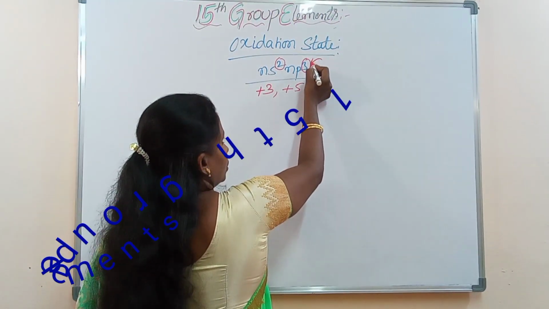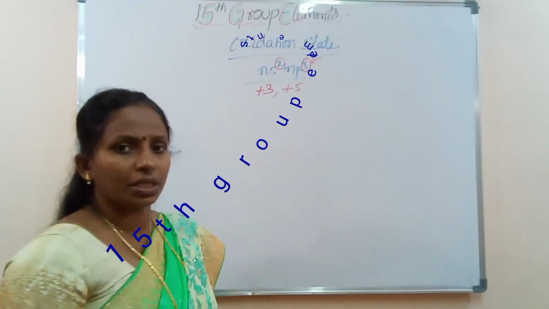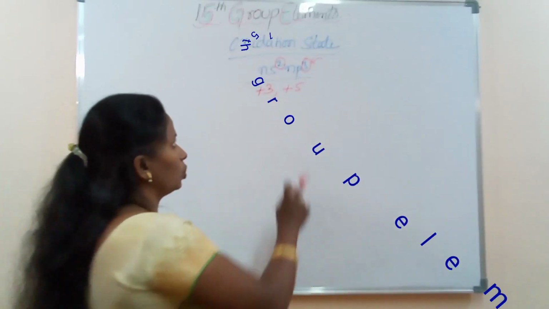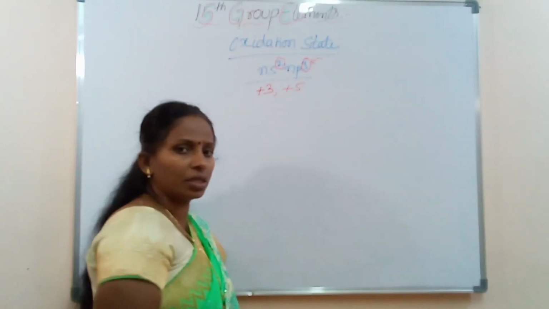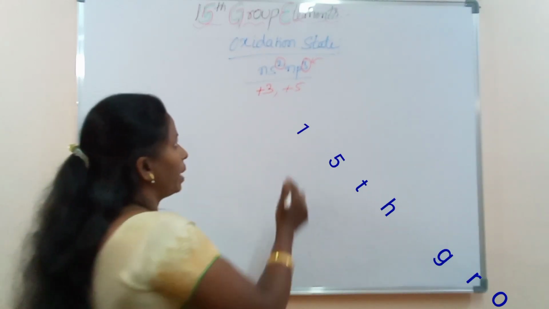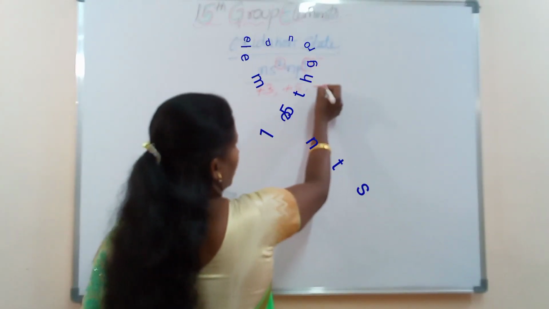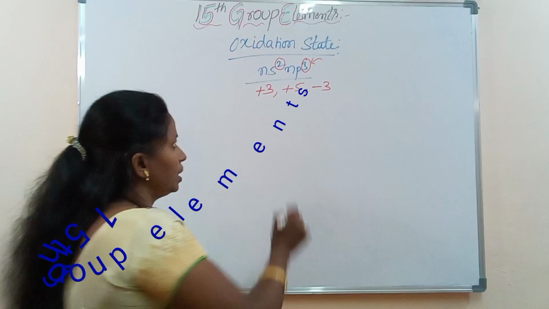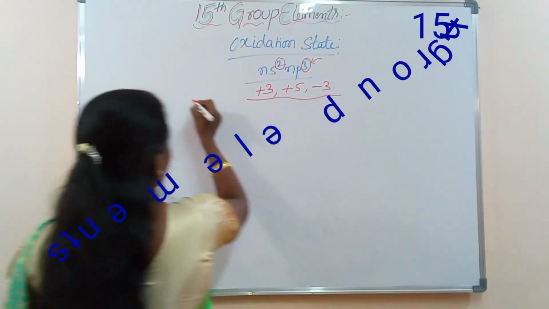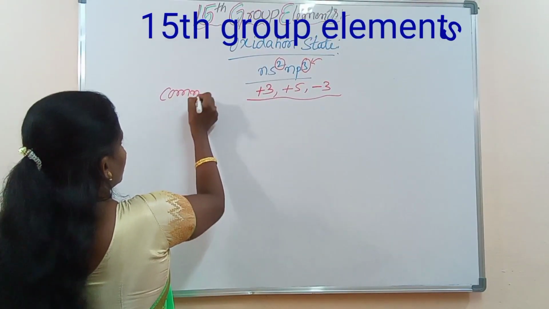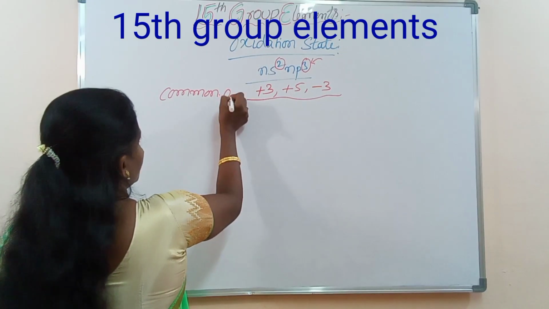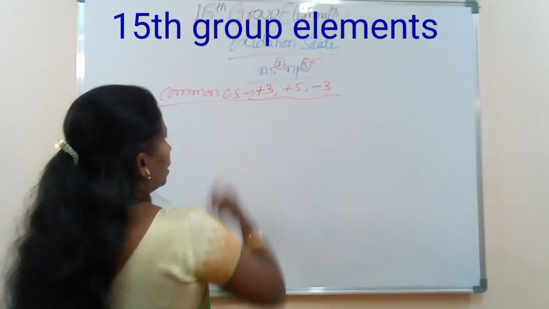If I add 3 electrons to the p orbitals, because it is half filled, we can add 3 more electrons, maximum 6. So by adding 3, it takes the -3 oxidation state. These are the common oxidation states of 15th group elements.